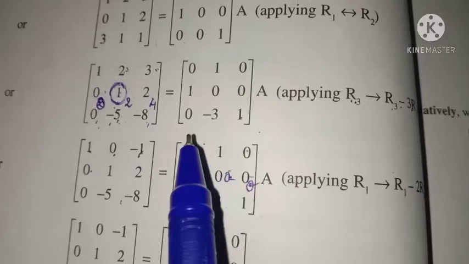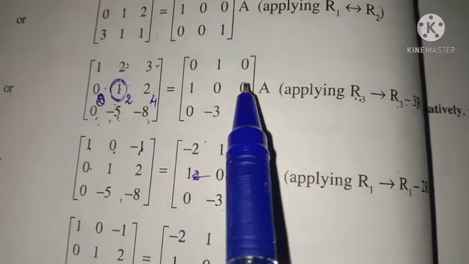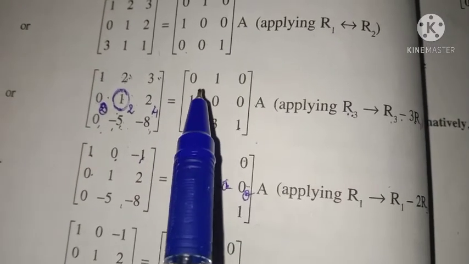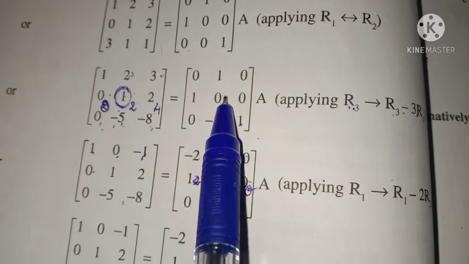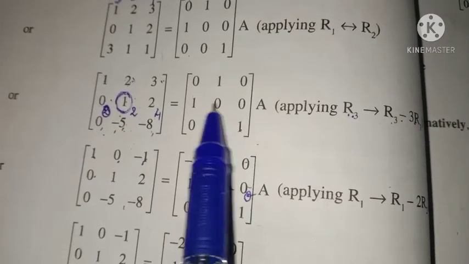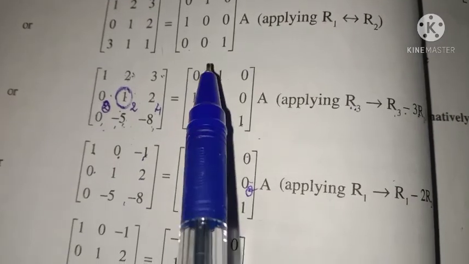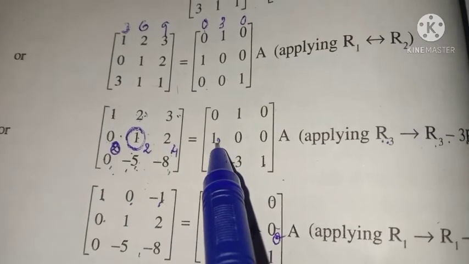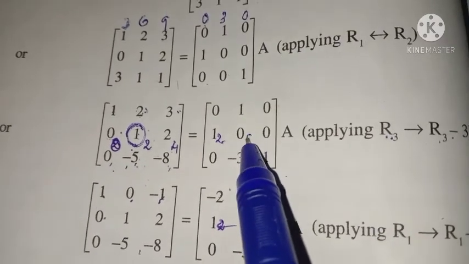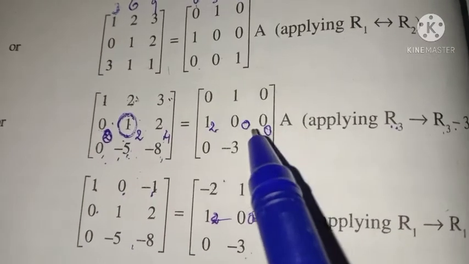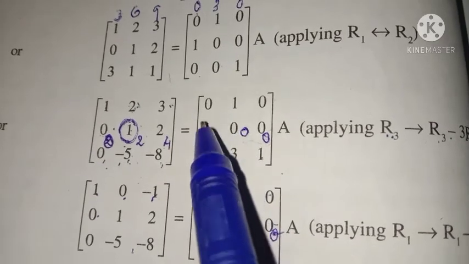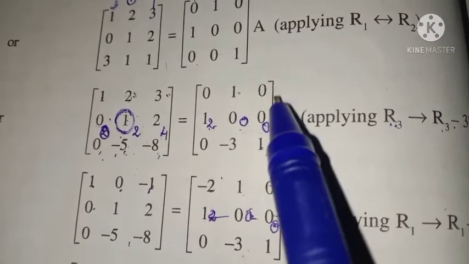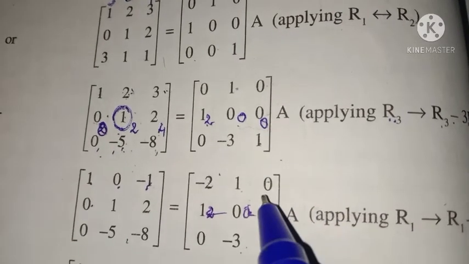Okay. Similarly, in this matrix, first we need to multiply the second row by 2 and subtract the value from the first row. If we multiply this row by 2, this becomes 2, this becomes 0, this becomes 0. So 0 minus 2, minus 2. 1 minus 0, 1. 0 minus 0, 0.